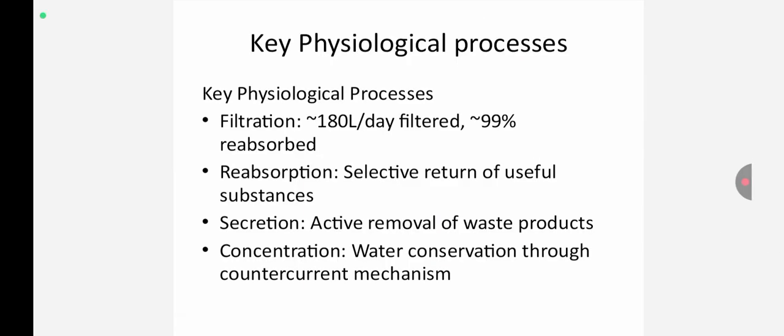Now, what are the key physiological processes of the kidney? It's responsible for filtration; about 280 liters of fluid is filtered daily. Then it's responsible for reabsorption of necessary nutrients like glucose that need to be reabsorbed back into the body. Then it secretes other waste products. Then it helps concentrate your urine.